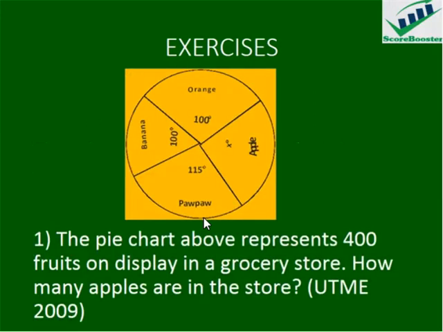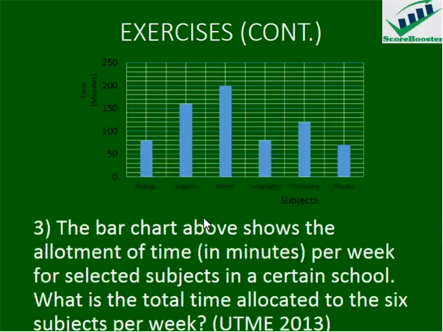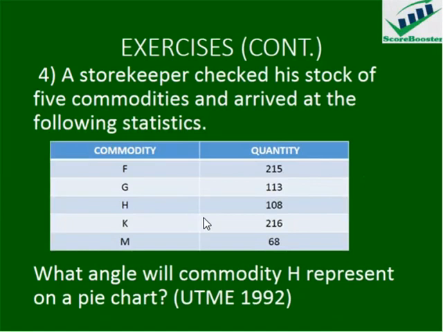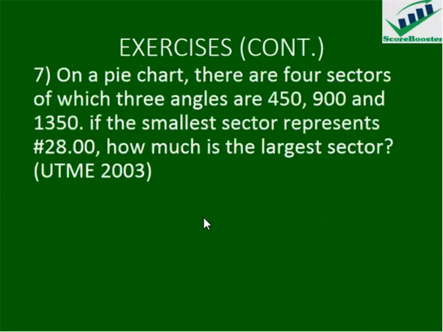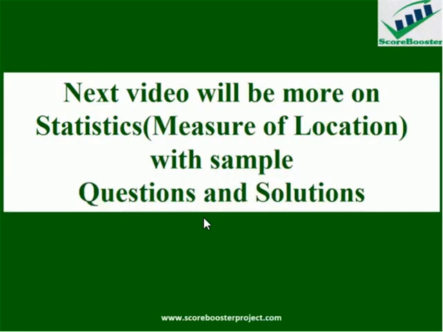So now we have exercises for you to solve to see if you understood what we have been explaining. We have 7 examples in all, and they are all UTME past questions. So that is all on the tabular and graphical representation of data. The next video will be on statistics, that is measures of location, with sample questions and solutions.